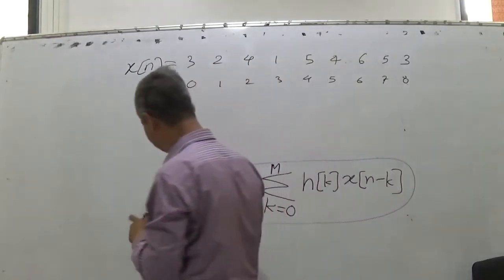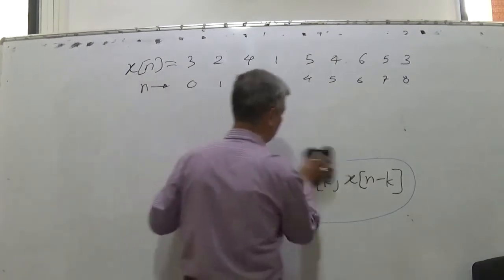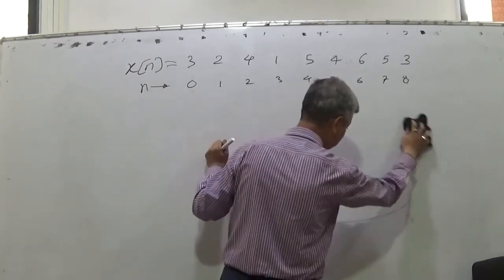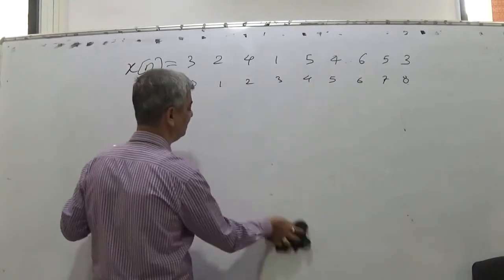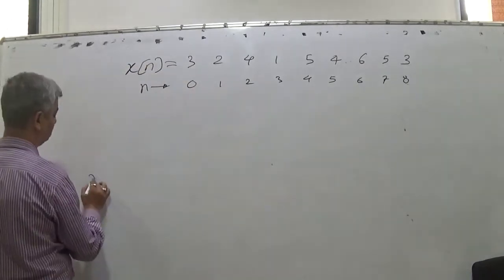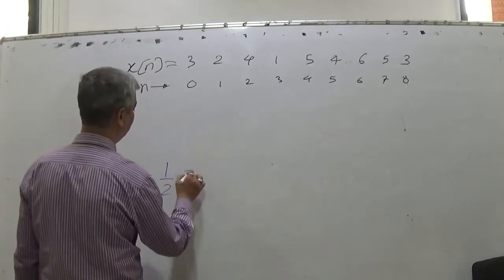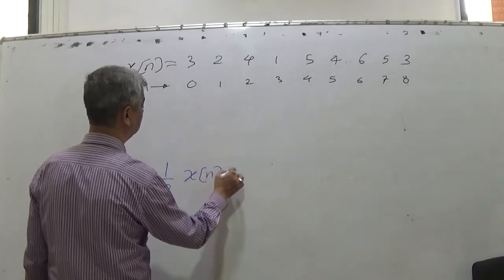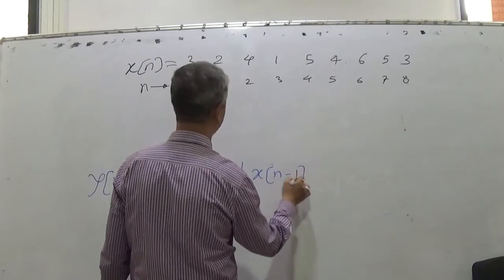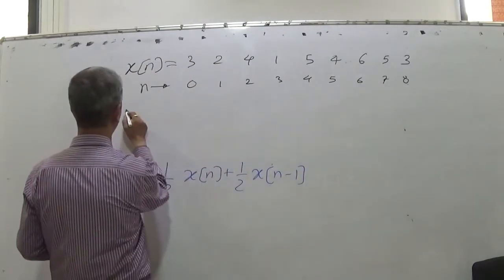Now what simple system can I take? The most simple system which I can take is the average of the current and previous sample. So what is my system? My system Yn is half xn plus half xn minus 1, and in that case we need to plot what y will be.